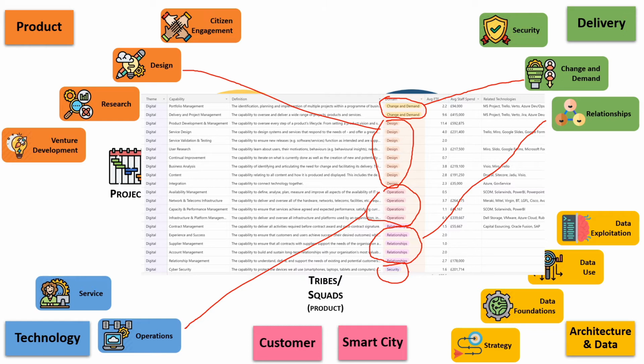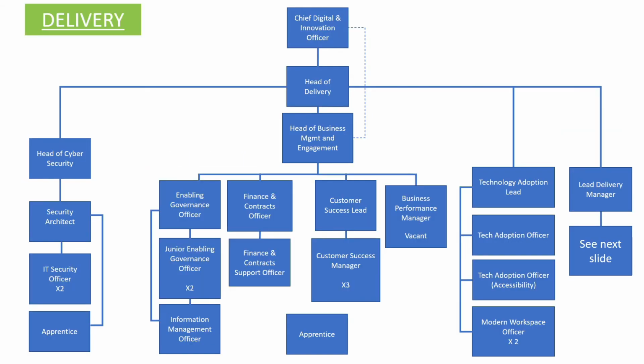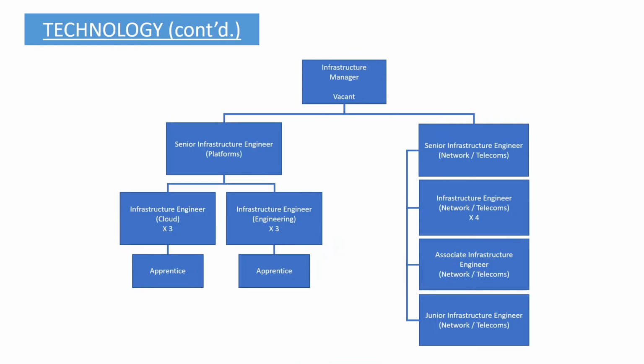Operations and service capabilities we've decided to put in our technology team. Some of the data capabilities we've decided to build in an architecture and data team. This reference model helped us make sure we weren't missing anything, and if we decided not to have a capability, it was a conscious choice. And this is how it translates into actual team structures.